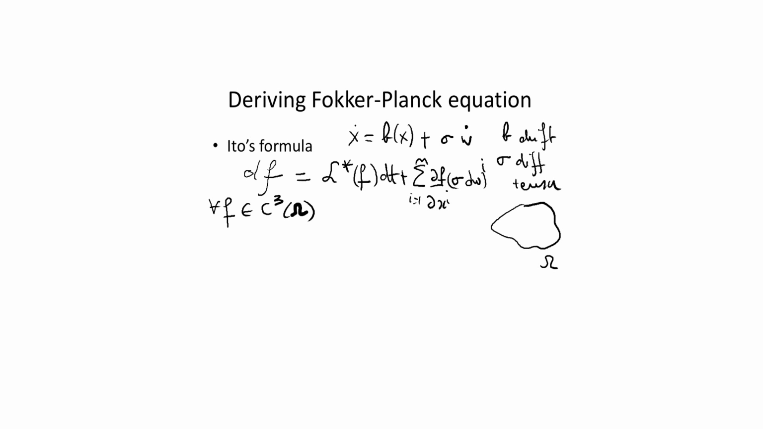So now we are going to use it and write what is f of x of t minus f of x of 0. And for this, we'll use the Ito formula. This is the integration from 0 to t of df at the point x of s, ds.